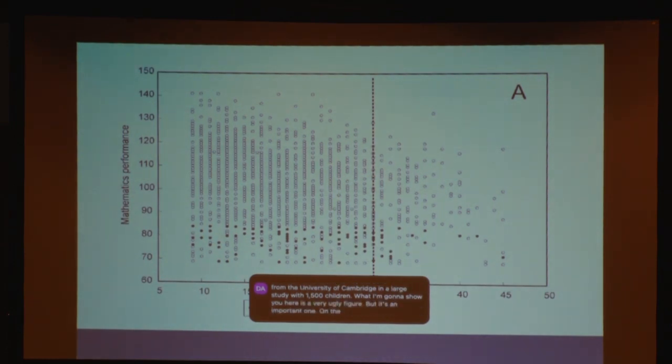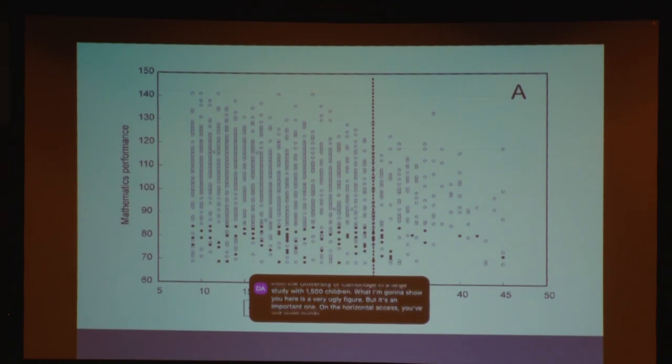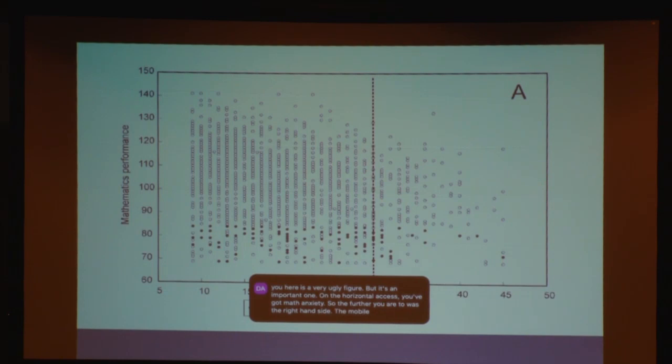On the horizontal axis, you've got math anxiety. So the further you are towards the right-hand side, the more math anxious you are. On the vertical axis, I've got math performance. So it's essentially showing you the relationship between math performance and math anxiety. What you can see here, there's not much there, right? It's not a very strong relationship. You can see on average, yeah, students who have high math anxiety have low math performance. But it's not a whopping big correlation. It's a correlation of about 0.2, 0.3.